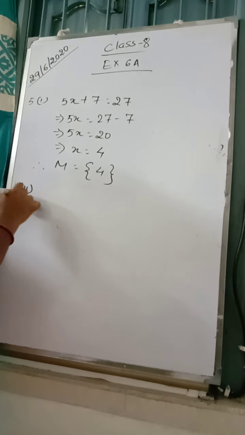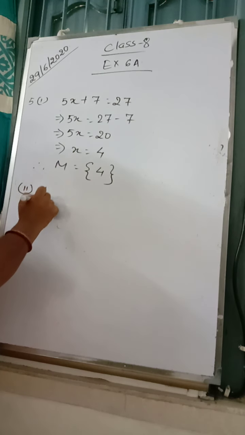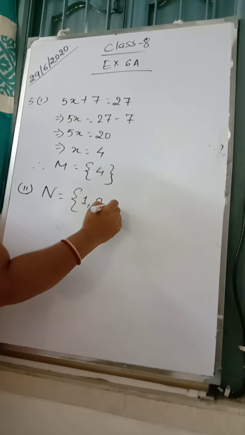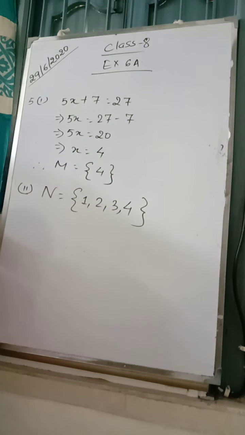This is number 1. Second is x belongs to natural number and x is less than 5. So N is equal to, it would be 1, 2, 3, 4. These are the natural numbers less than 5.